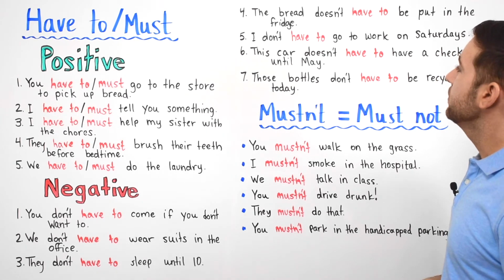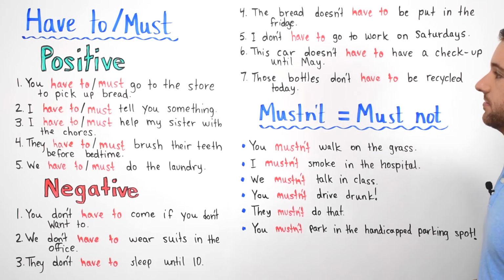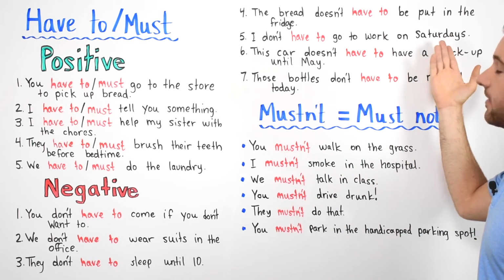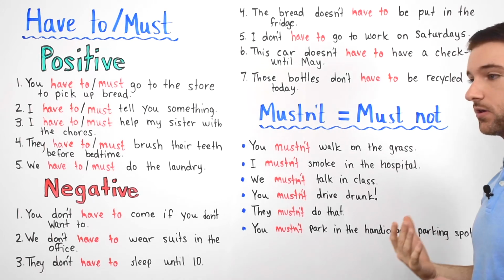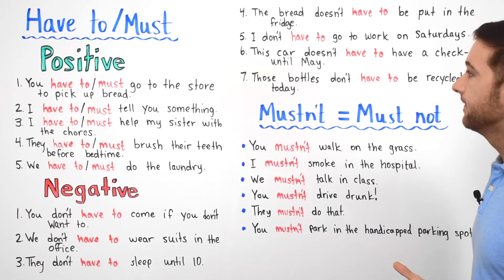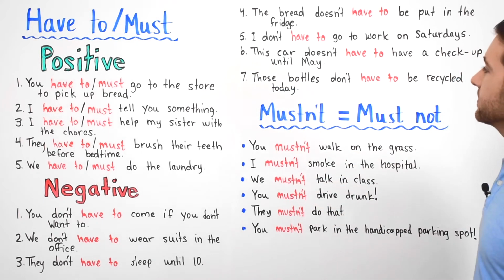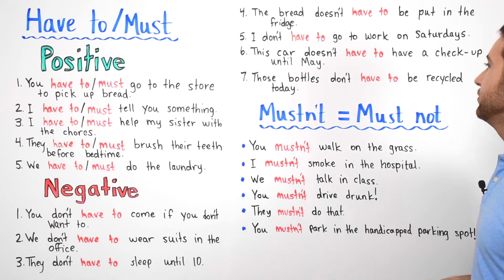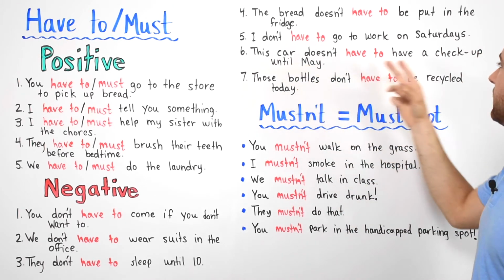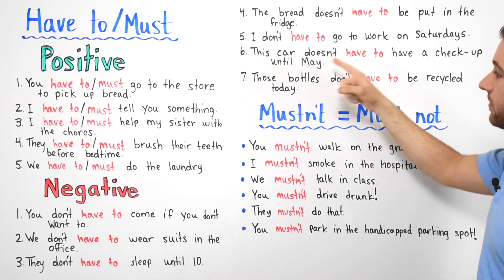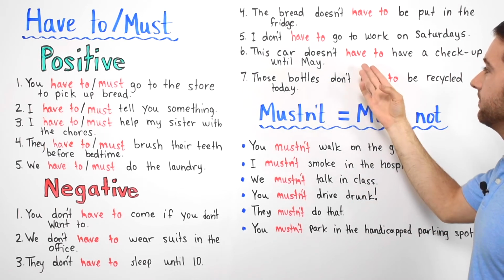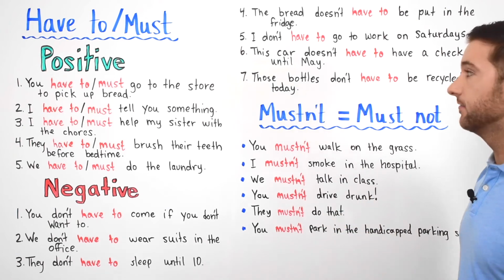Number five, I don't have to go to work on Saturdays, okay? So obviously here, you have maybe Saturday off, okay? So you work Monday through Friday, but you don't work Saturday, and maybe you don't work Sunday. Number six, this car doesn't have to have a checkup until May, okay? So you have a car, it needs a checkup, but not until the month of May, okay? You're not required to bring it in because it will be fine until the month of May.